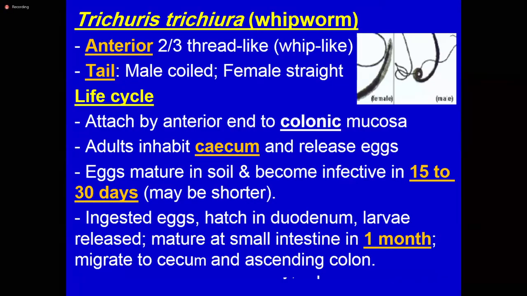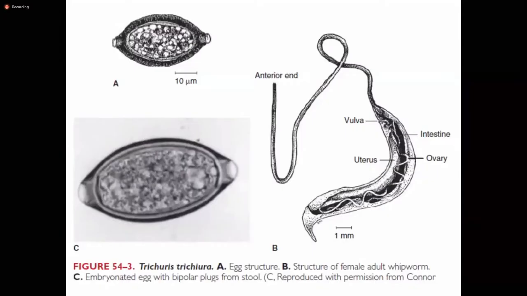Life cycle: this worm is attached by the anterior end to the colon mucosa. Adults live in the cecum and release eggs. Eggs mature in the soil and become infective within 15 to 30 days, maybe shorter, of course. Ingested eggs hatch in the duodenum, larvae are released from the eggs, go to the small intestine, and then migrate to the cecum and ascending colon, as we said with Enterobius vermicularis.